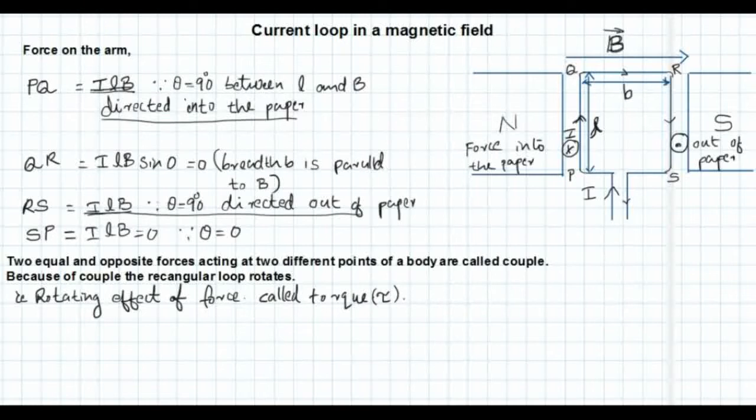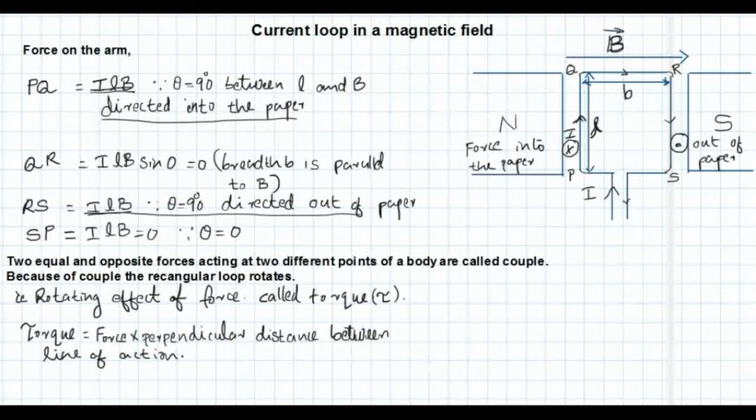Now how to find the torque? We have already learned that torque is equal to force into the perpendicular distance between the lines of action. So how to find this perpendicular distance between the lines of action? For that we want a top view of this rectangular coil. So this is the top view, that means this is the breadth. We are watching the rotation of this coil from above. If we watch the rotation of the coil from above, it will be like this.